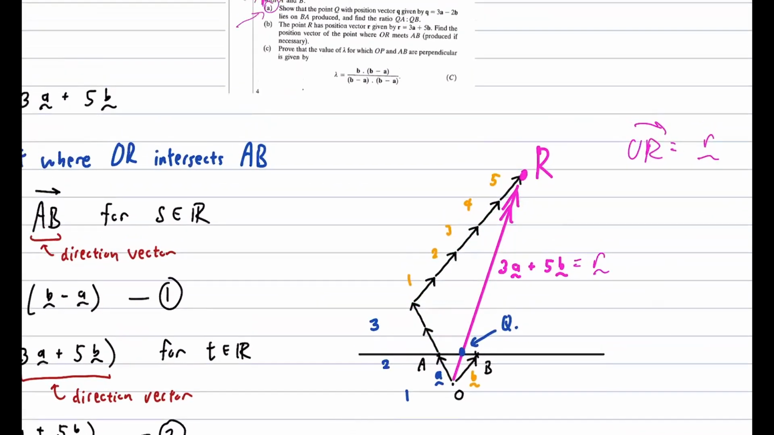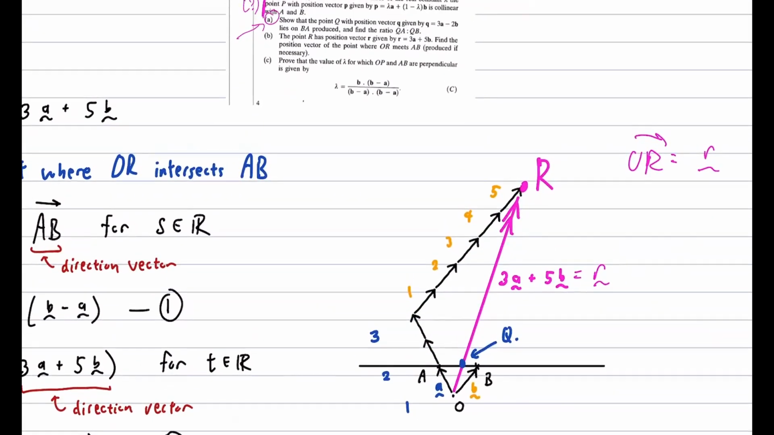So now I want to find the position vector of the point where OR meets AB. What this means is here is OR. There is AB. Do you see the point of intersection Q?